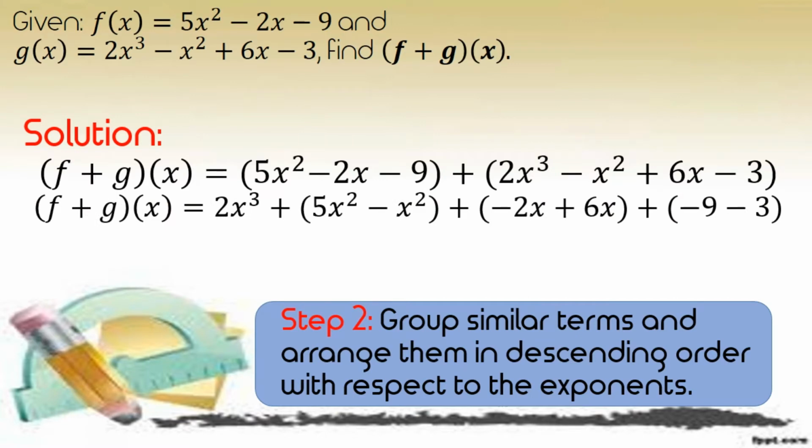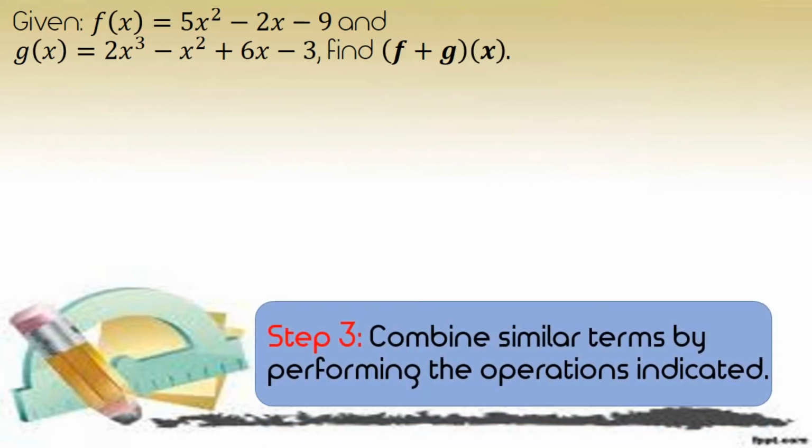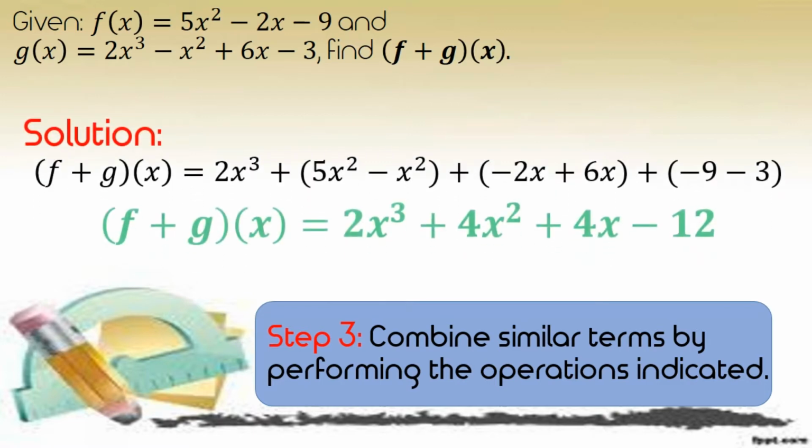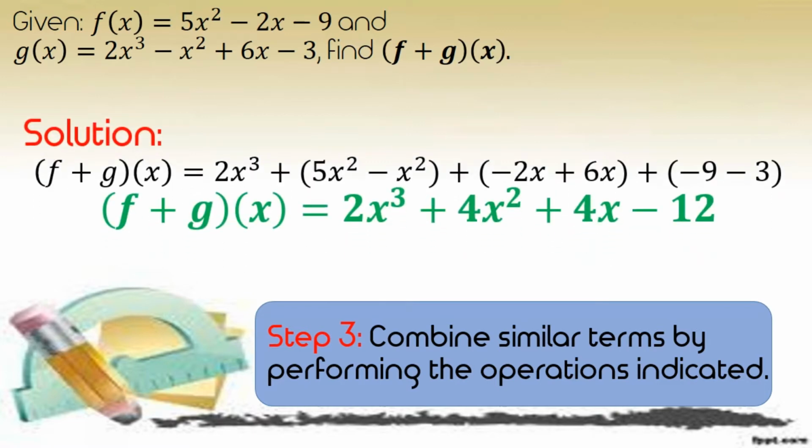Based from the given step, we're going to group similar terms. 2x cubed plus the group 5x squared minus x squared. Then the next group, negative 2x plus 6x, plus the last group, which will be negative 9 minus 3. We will now proceed with the last step, which is to combine similar terms by performing the operations indicated. Combining those different groups, our final answer will be f plus g of x is equal to 2x cubed plus 4x squared plus 4x minus 12.